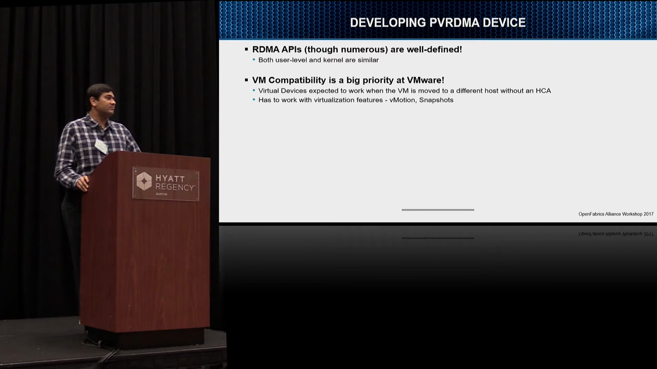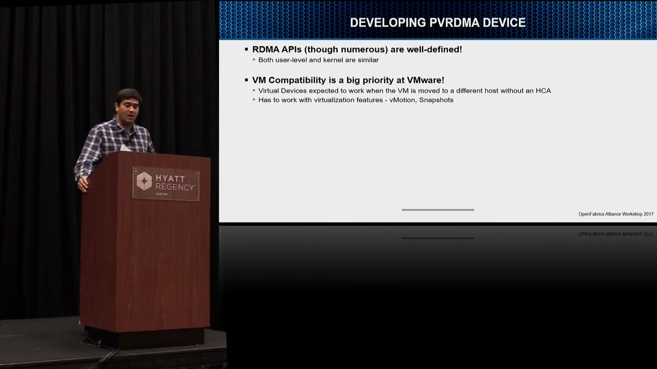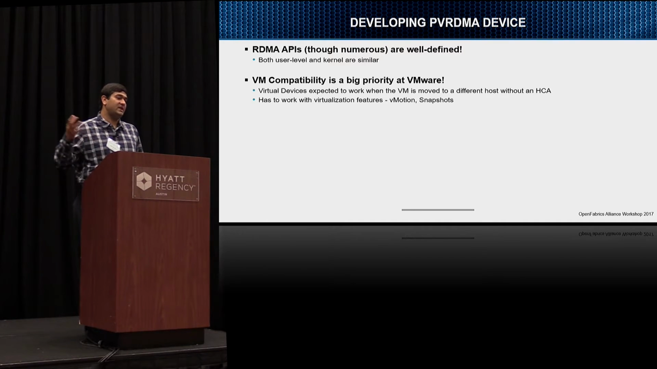For virtual devices, we really want them to function even if a virtual machine moves to a different host that doesn't have an HCA. You want your application to function, and at that point it shouldn't really break. From a customer perspective, that's something we really wanted to enforce internally at VMware. The advantage is that your customers can leverage different virtualization features like vMotion and snapshots. So if you create a checkpoint of the VM, you can resume the VM later on, and hopefully your application can continue to resume as well, given certain time lengths.